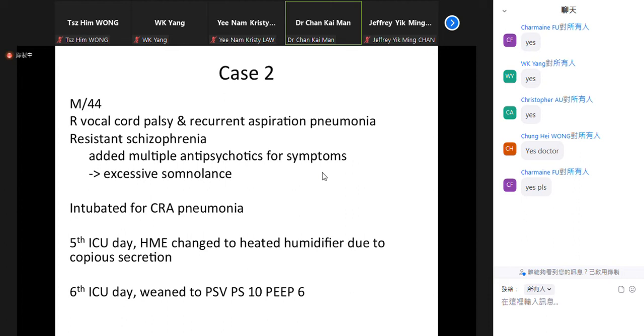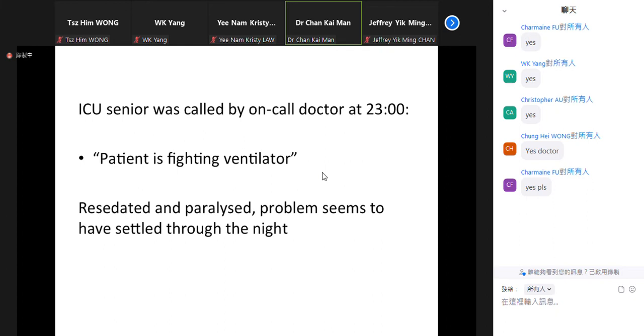to improve humidification. And then on day 6, we tried to wean him to pressure support ventilation, and he required a low to moderate pressure support of 10 above a PEEP of 6. And then that night, the ICU senior was consulted by the on-call doctors, informing the ICU senior that the patient is fighting the ventilator.